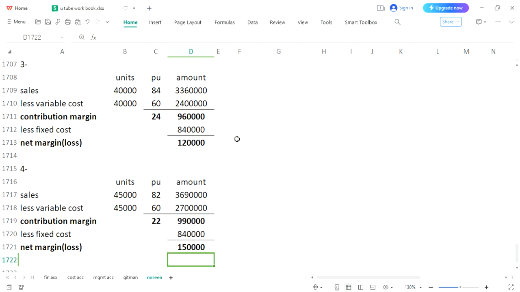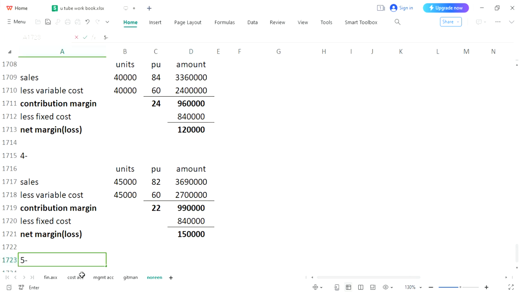Still, your profit has increased from 120 to 150. Should we stop? No, because by decreasing the price, the number of units is increasing and our profit is also increasing. So it's encouraging. We will continue this practice and go to the fifth point and further decrease the prices.